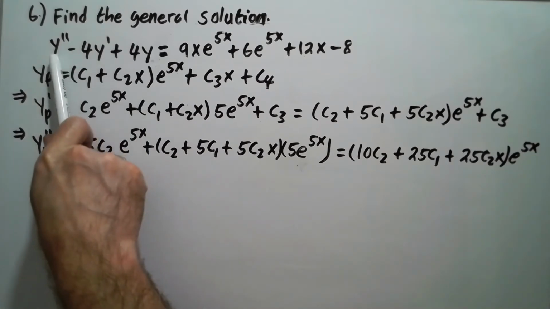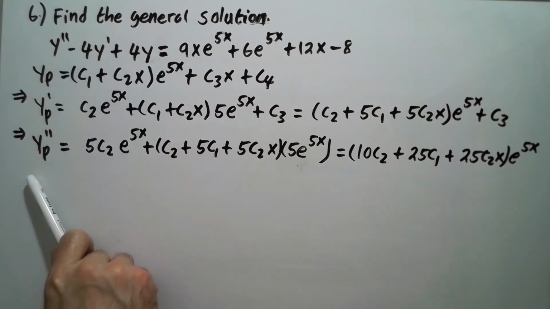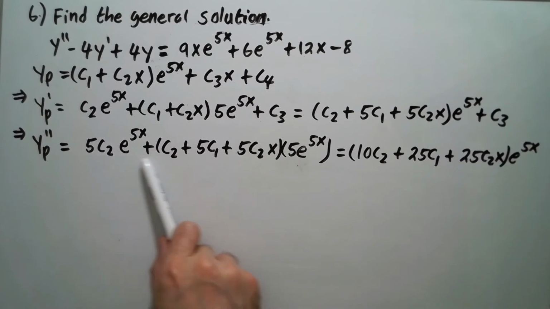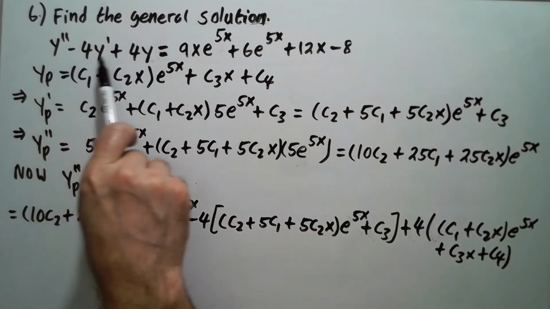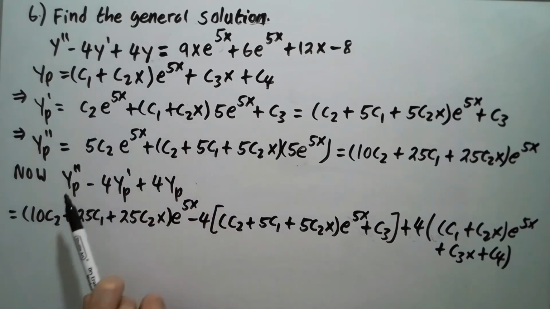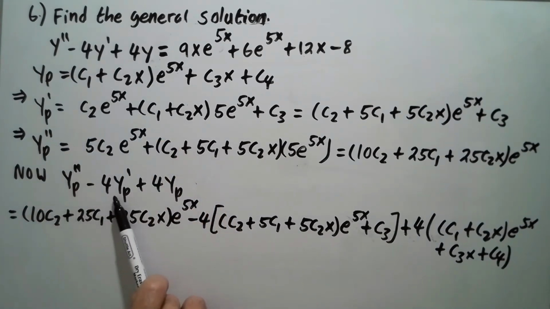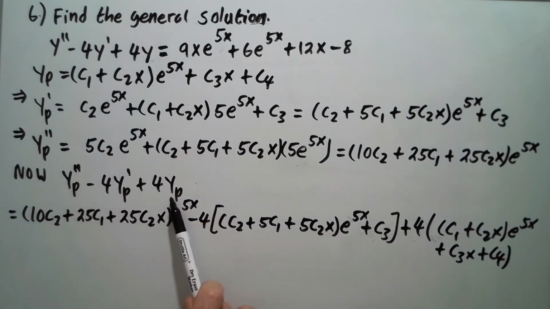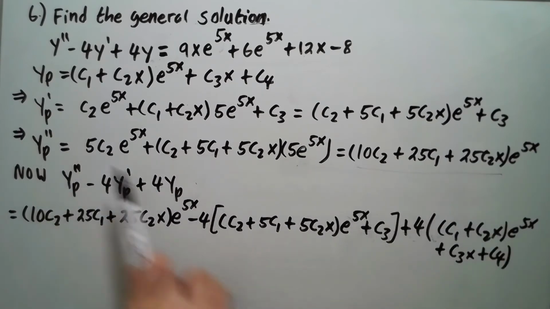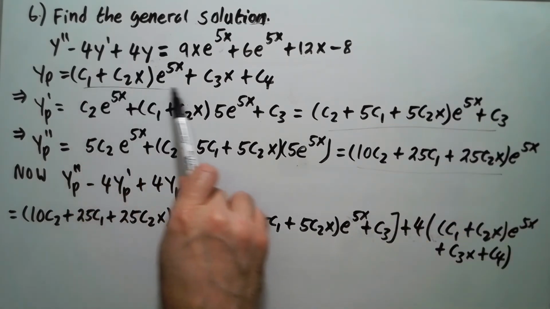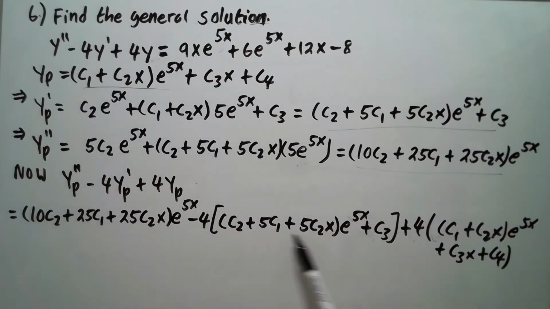Now let's plug into the differential equation and force conditions on the c's to make it a solution. So doing that, we get then, okay, let's plug into the left hand side of the differential equation here. So we'll have our yp double prime minus 4yp prime plus 4yp. So using our yp double prime as this guy here, using our yp prime as this one, and our yp as this. So plug in, we get this over here.